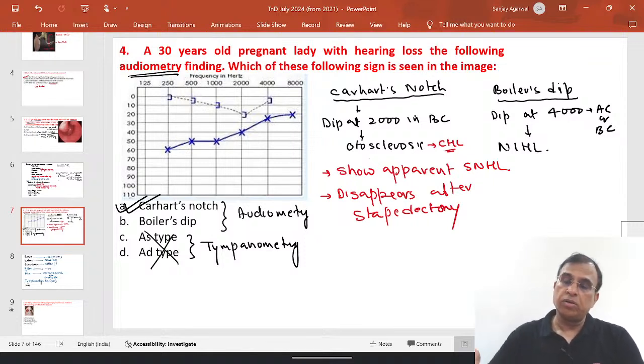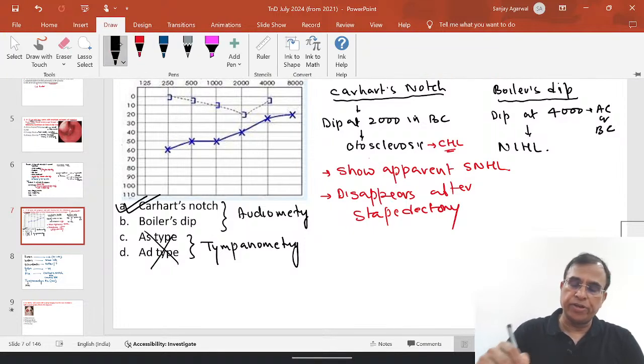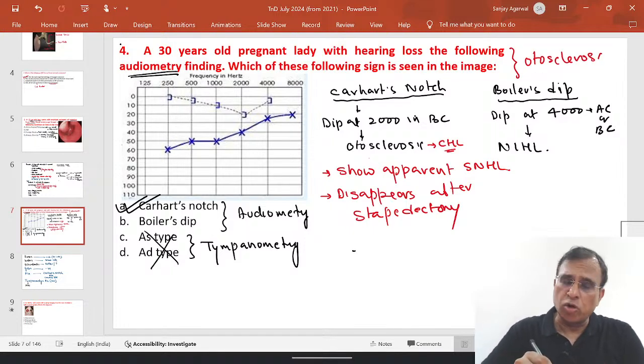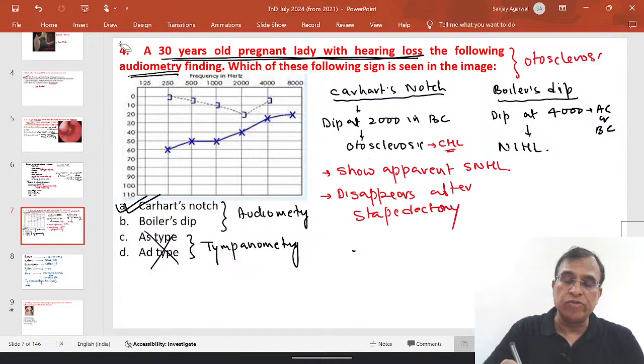Now, obviously this patient has otosclerosis. This is a very typical history of otosclerosis. In otosclerosis, which is a very important topic of the year, the history is almost always very similar: a 30-year-old pregnant lady with hearing loss. If you read this line, the only thing possible is otosclerosis, from the exam point of view at least.